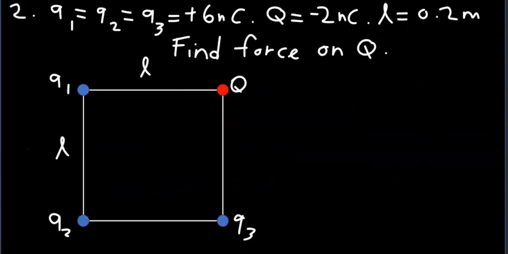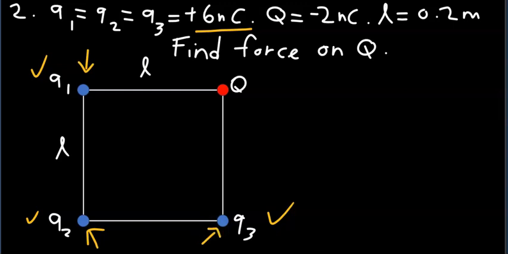Problem 2. You have 3 charges, Q1, Q2, Q3, all with strength 6 nanocoulomb, and they are all positive charges. They are placed on the corners of a square whose sides are 0.2 meters. Then we bring in a 4th charge, a negative charge, capital Q, and place it at the 4th corner. The magnitude of that charge is 2 nanocoulomb.